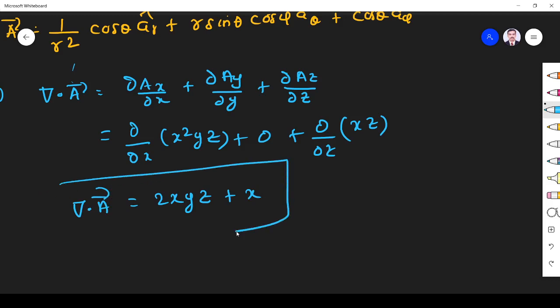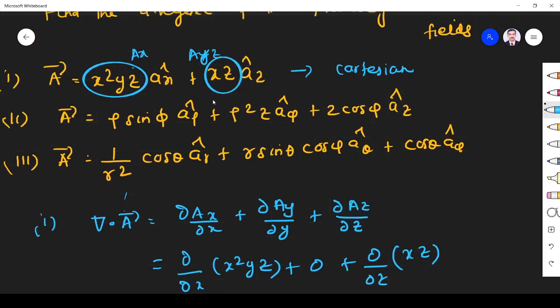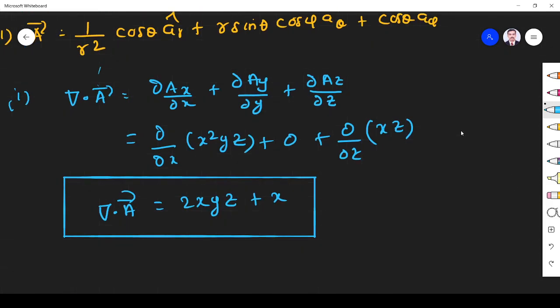Fine. This is a simple problem, right? You see, they gave a vector field. The question is in vector form, but the answer is a scalar. We know that the divergence of a vector is a scalar.